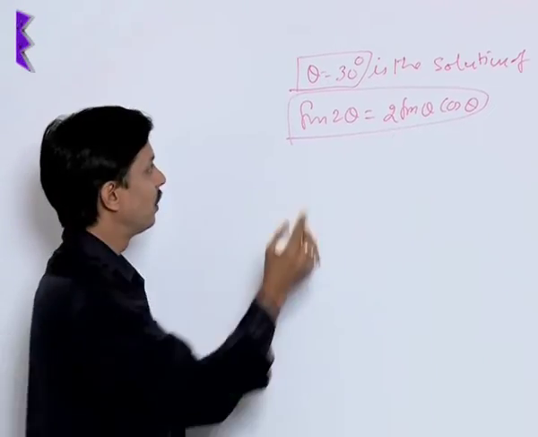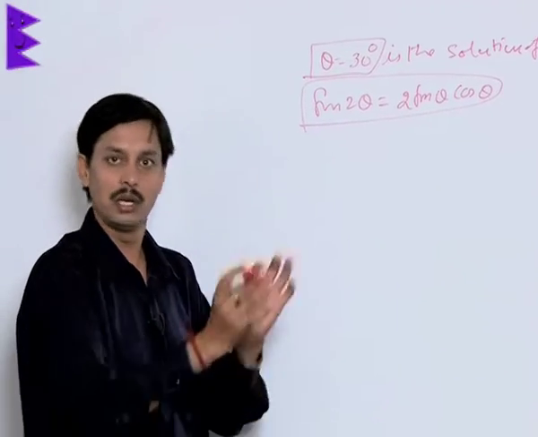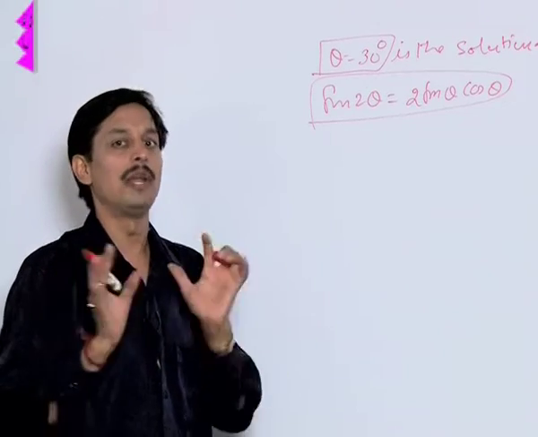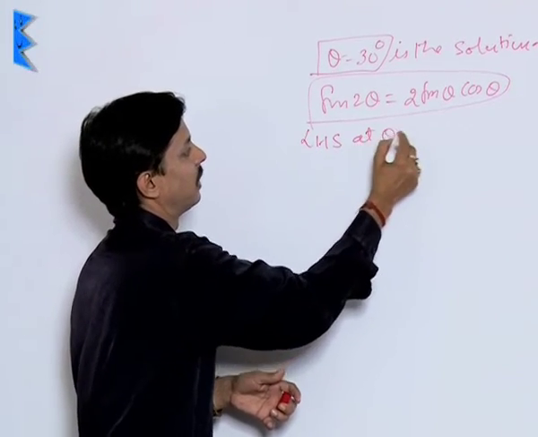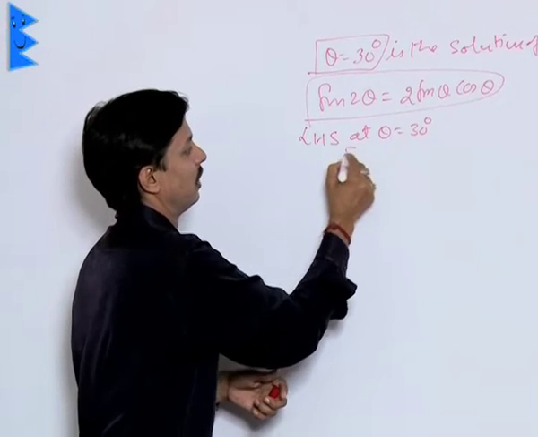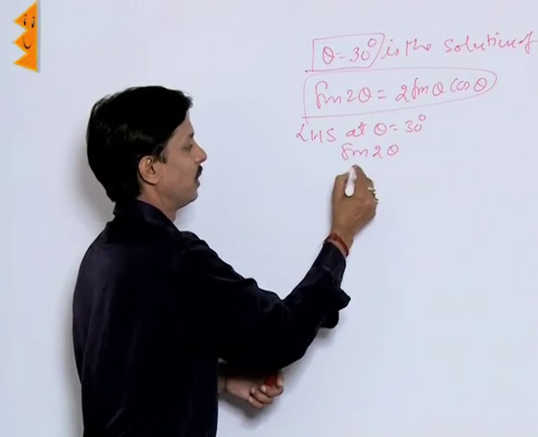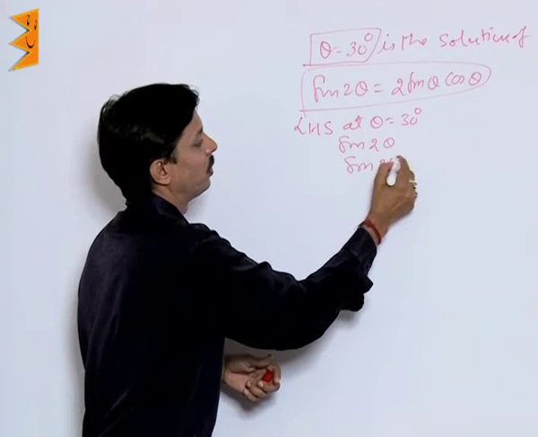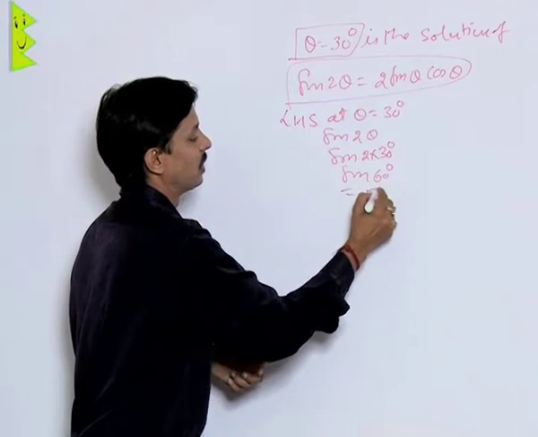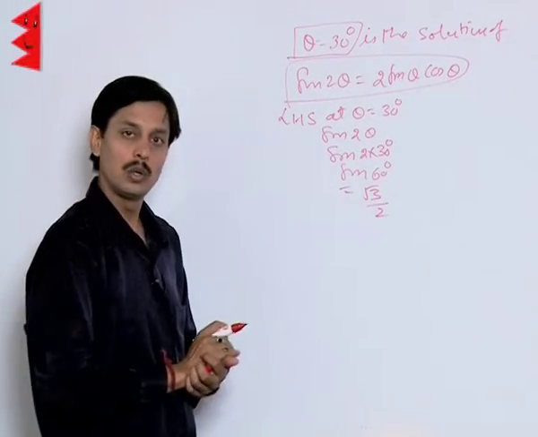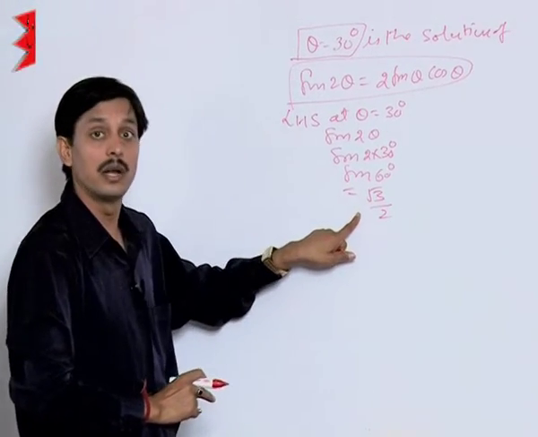To do it, we will put theta equals 30 degrees on both sides. First of all, I am taking the left hand side at theta equals 30 degrees. This is sine 2 theta, which becomes sine 2 into 30 degrees, which becomes sine 60 degrees. This becomes root 3 by 2 from the standard table.